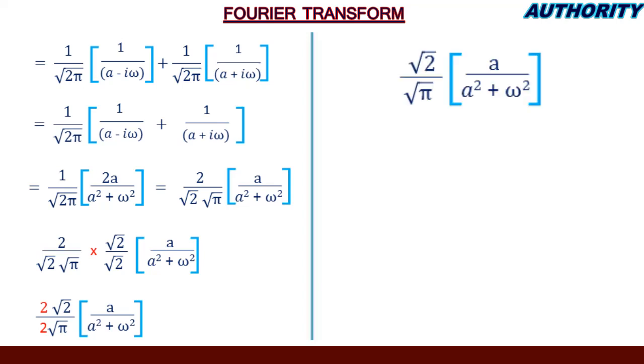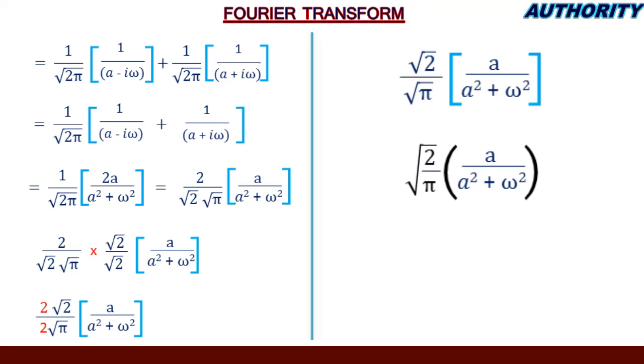We have the square root of 2 all over square root of pi, open bracket, a all over a squared plus omega squared. All right? In the numerator, we have square root of 2. In the denominator, we also have square root of 2. So we can take the square root of both of them. So we're going to say the square root of 2 all over pi, multiplied by a all over a squared plus omega squared.